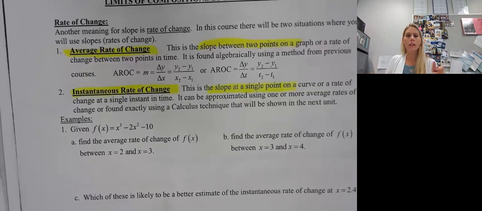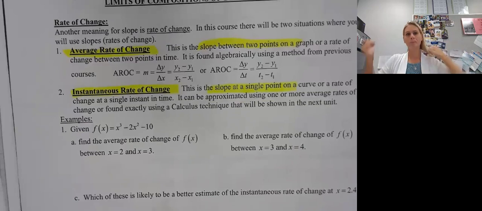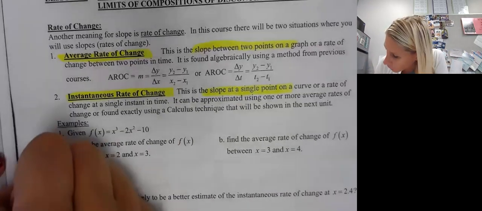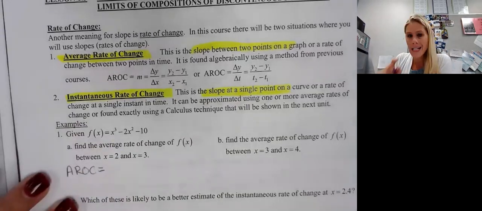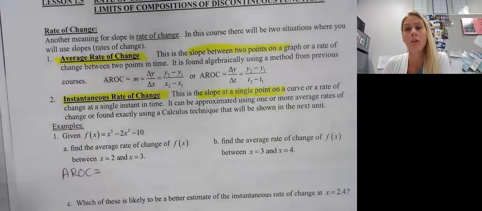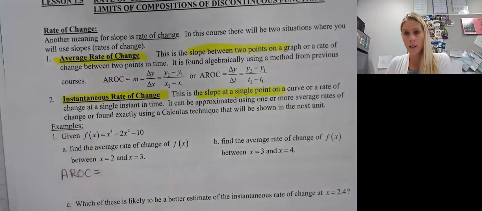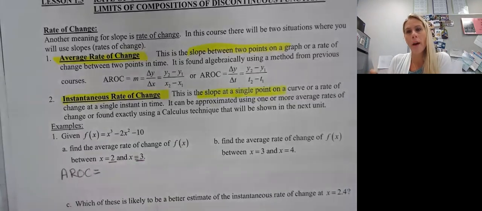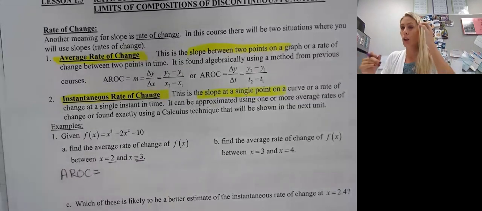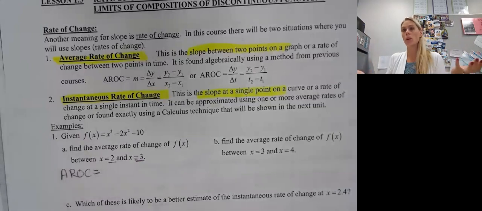Let's talk about some examples. We are given the function x cubed minus 2x squared minus 10, and we're going to find the average rate of change. First, make sure you label that you are finding the average rate of change. Remember, slope is rise over run, change in y over change in x, correct? What you need to use are these numbers. You need to show what you're doing with those numbers. You can't just calculate it in your calculator and come up with the answer. They're going to ask, where did you find that?